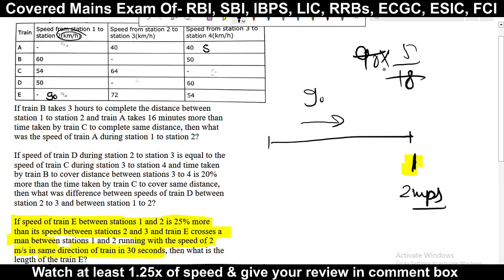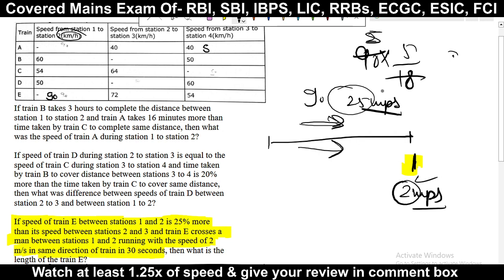I am just assuming that all your prelims basics are clear. So just calculate this now. It will be 25 m/s. It means the train is running at 25 m/s and the man is running at 2 m/s. But one more thing: it is saying that both are running in the same direction. So what is the meaning of same direction? It means if the train is running towards this side, the man is also going to this side. So how to calculate the relative speed? We will just subtract the man's speed from the train's speed.